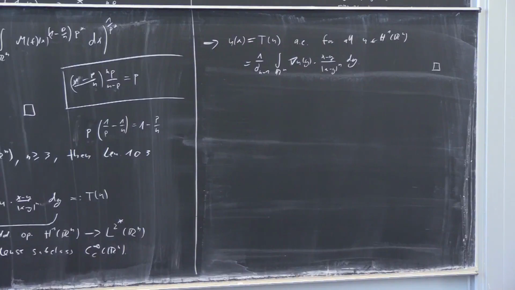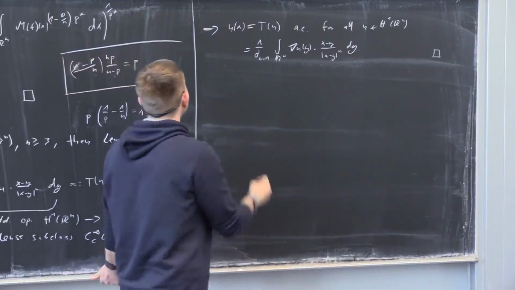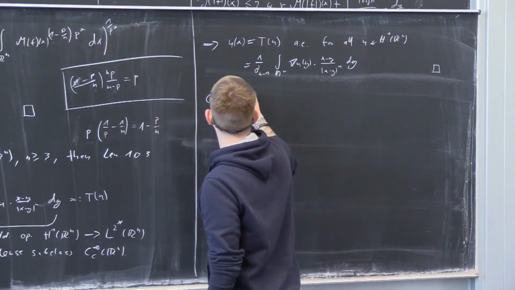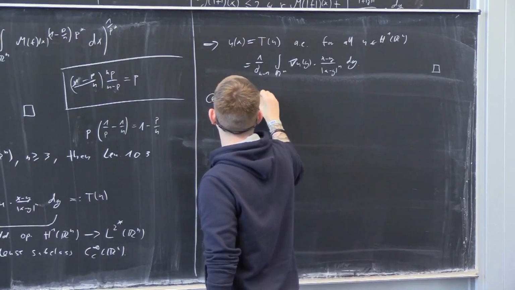Then the next corollary is fairly easy. Corollary should be 10.9 now.